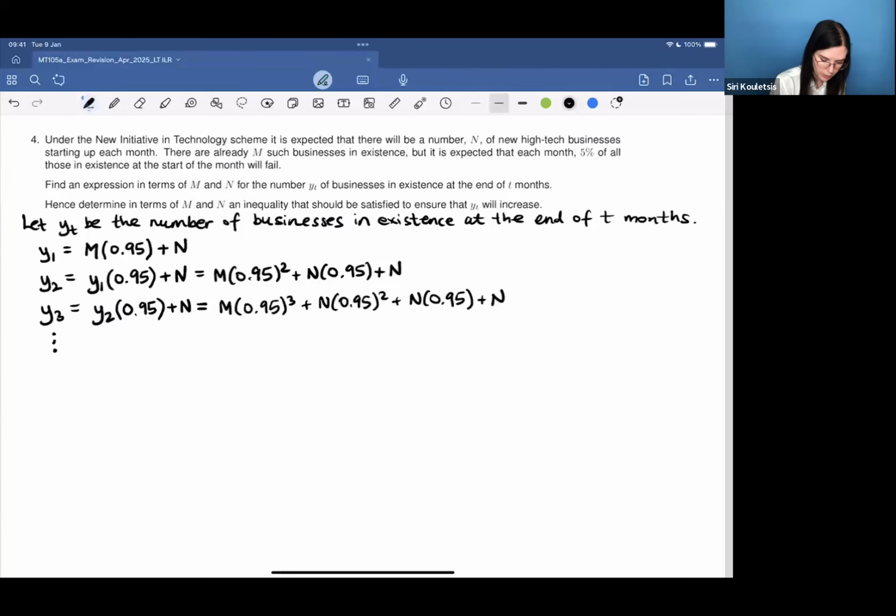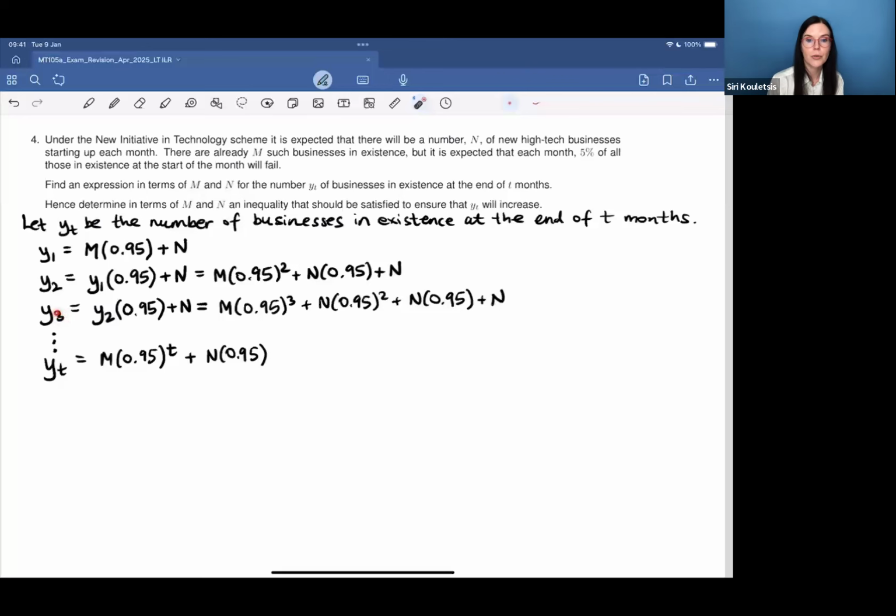So now we can generalize here. And how do we generalize? Well, we look at when the index was 3, the power here was 3. So that was the same. So when the index is T, this power is going to be T. And then what is this other power going to be?